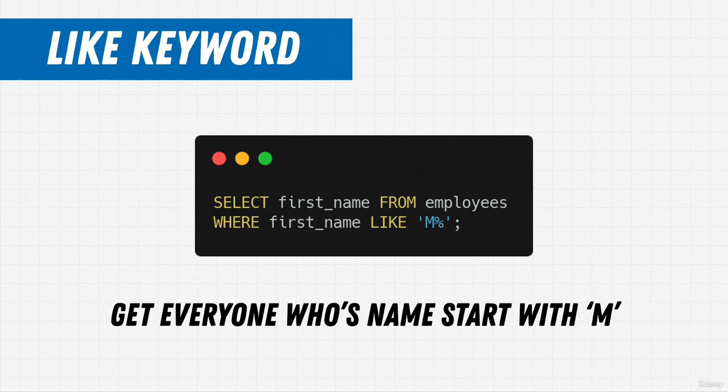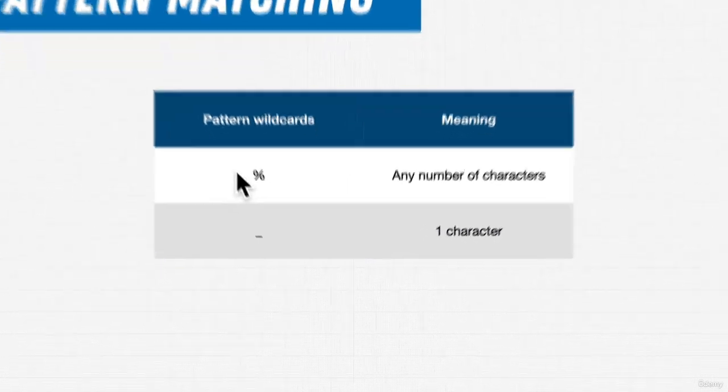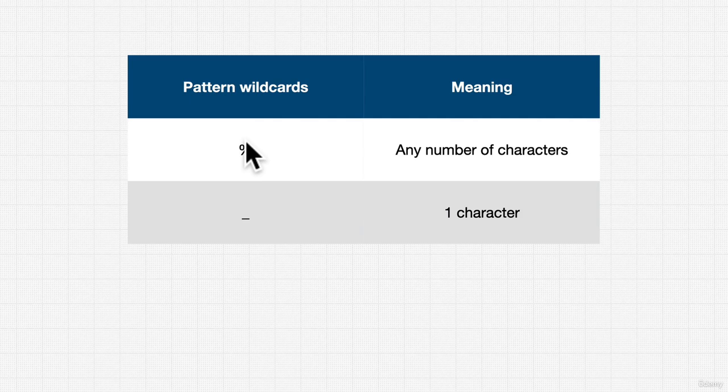So what kind of patterns can we match? Well, pattern matching happens with wildcards. Well, what is a wildcard? Well, a wildcard is a placeholder that we can put in a like operator to match parts of strings. So we saw the percentage sign, and the percentage sign means any number of characters. Remember when we saw M percentage sign? Well, that means any number of characters following M.